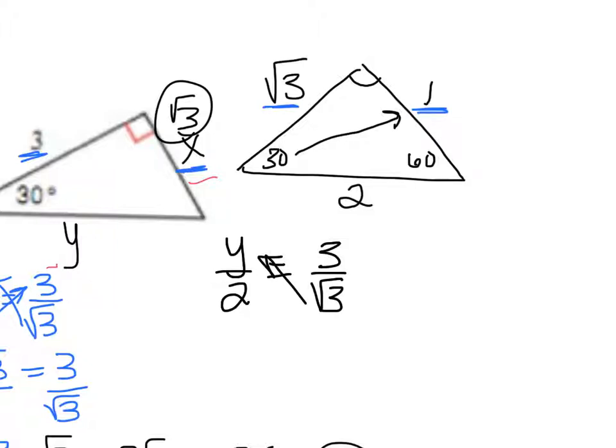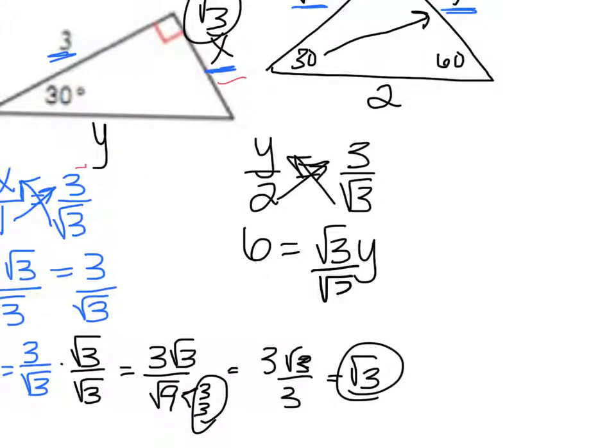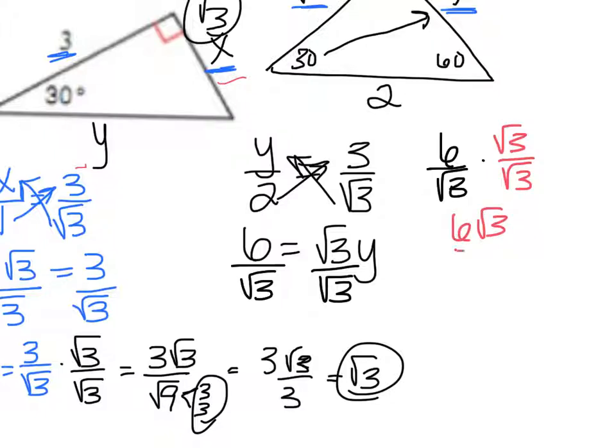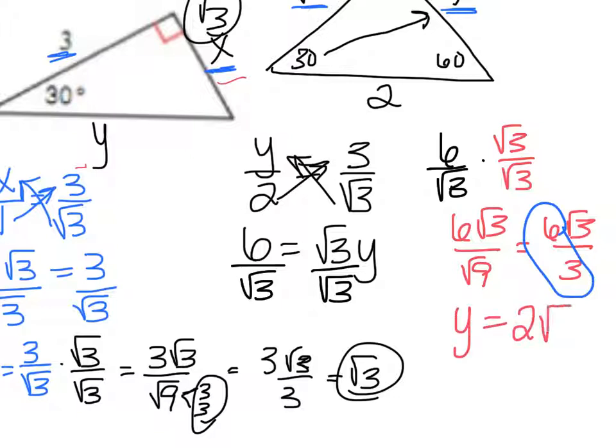Okay, let's go ahead and cross multiply here. Did I do that right? Y over 2, 3 over root 3. Yep, okay, so cross multiply, I got 6 equals root 3 times y. And then I'm going to divide both sides by root 3. Again, since I'm dividing by root 3, I'm going to have to rationalize this. So I'm going to multiply both top and bottom by root 3. So this is going to be 6 root 3 over square root of 9. Square root of 9 is just 3. So once again, these numbers on the outside, I can simplify. 6 divided by 3 is 2. So our final answer for y is going to be 2 root 3.